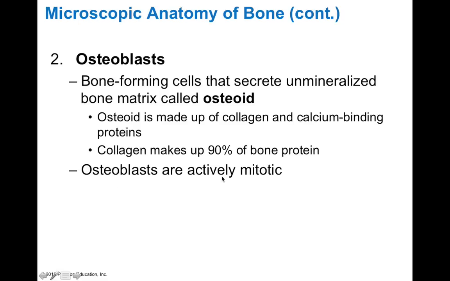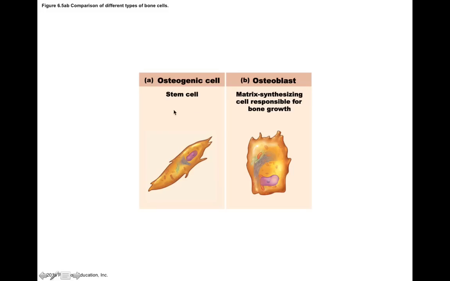Now, osteoblasts are also actively mitotic, so that osteoblasts can divide into more blasts to help make more bone or repair bone. Now, you can see the osteogenic stem cells here can divide and differentiate into osteoblasts, which are the bone-forming cells, so they're responsible for bone growth.